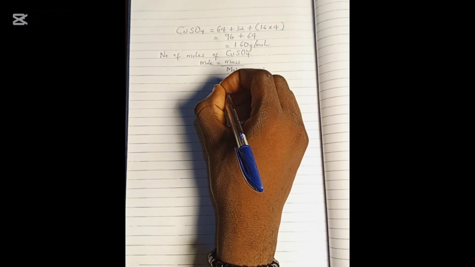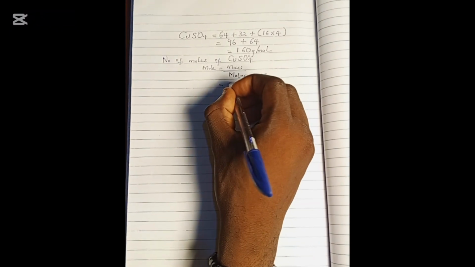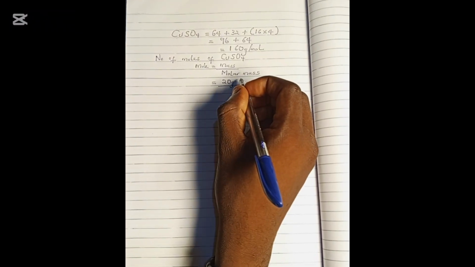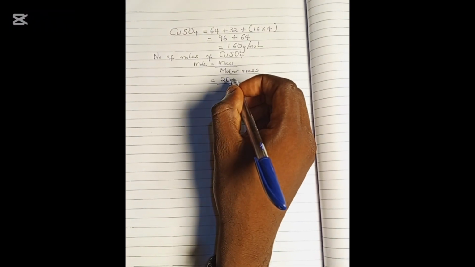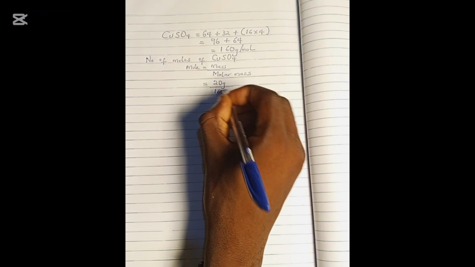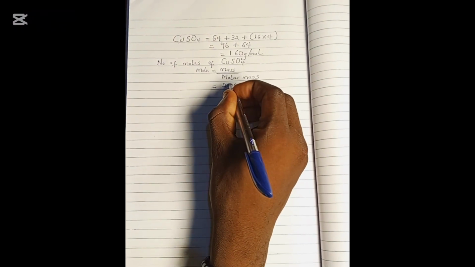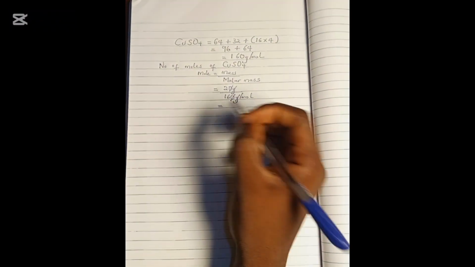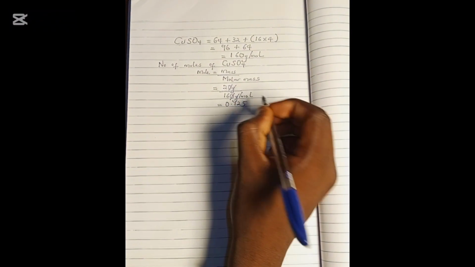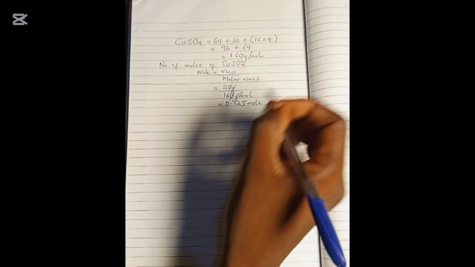What's our mass? The mass given to us from the question is 20 grams of CuSO4. So that's 20 grams all over the molar mass, which is 160 grams per mole. Gram cancels gram, 0 cancels 0. So 2 divided by 16 gives us 0.125 mole. Please, you can also confirm from your end.